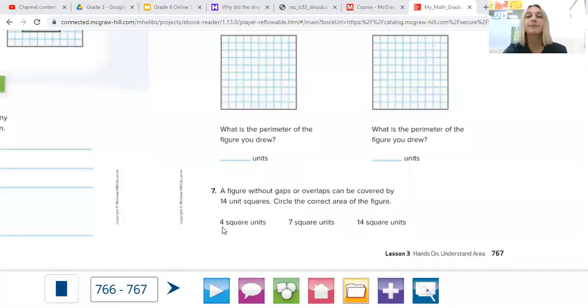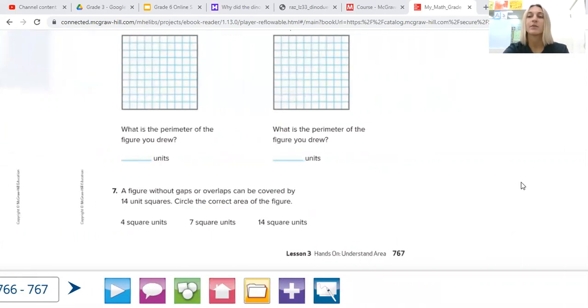Okay, then when you're done with this, this one you just need to circle the correct answer. A figure without gaps or overlaps can be covered by 14 unit squares. Circle the correct area of the figure. Don't think too hard about this. If there are 14 unit squares in the figure or the shape, what is the area? 4 square units, 7 square units, or 14 square units? Circle one of those.